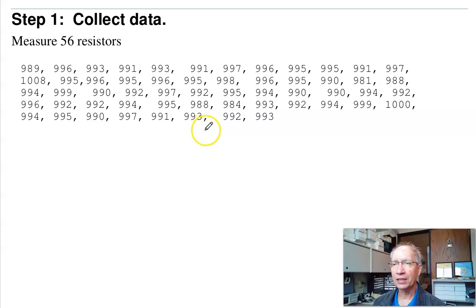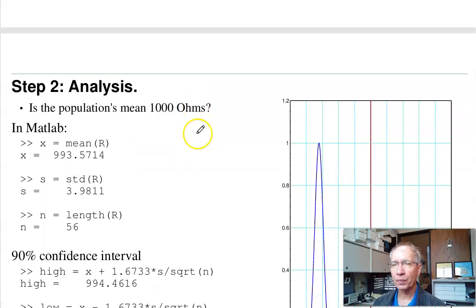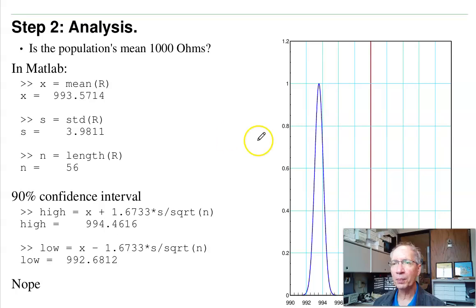Once I get that data, let's analyze it. So let's look at the mean being 1,000 ohms. Here's my data. I can find the mean and find the standard deviation. This is a population question, so I want to know, is the population's average 1,000 ohms? Since this is a population question, I divide the standard deviation by the square root of n. So this is my 90% confidence interval for the population's average. If it truly is the uniform distribution between minus 5% and plus 5%, it should be 1,000 ohms.